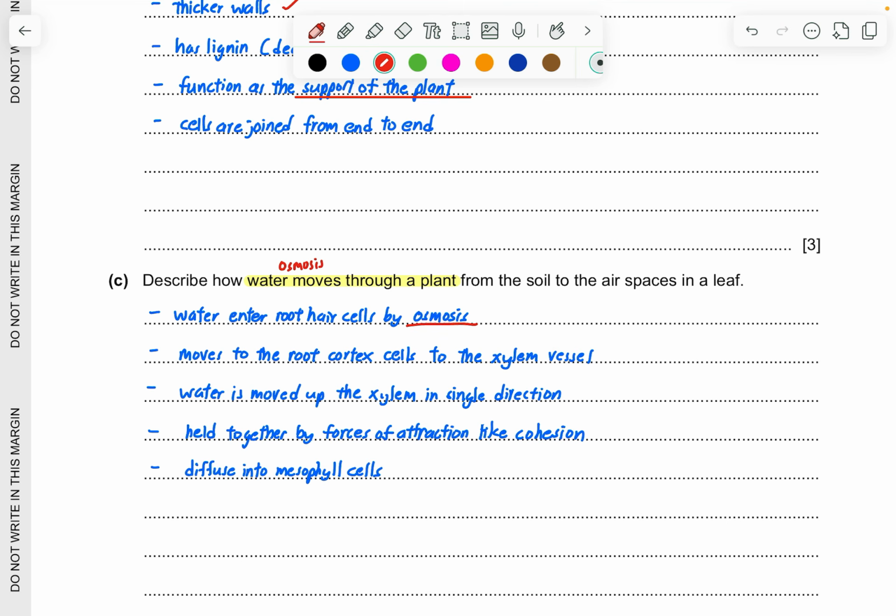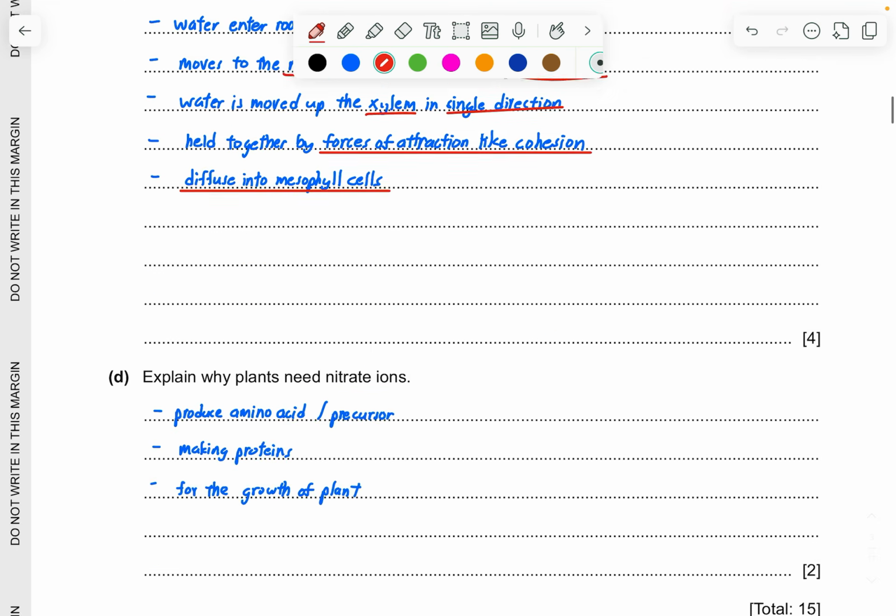by osmosis, and they move from the root cortex cells to the xylem vessels. Water is moved out of the xylem in a single direction. Remember, they can only go up, they cannot go down again. And it's held together by forces of attraction like cohesion between water molecules, then they will diffuse into the mesophyll cell the moment they reach the top. Okay, so very simple. Just use what you have understood from osmosis and apply it to how water moves from the soil to the other parts of the plant.